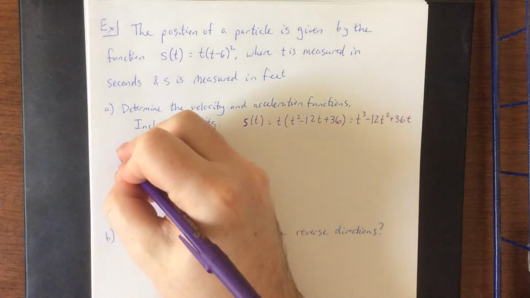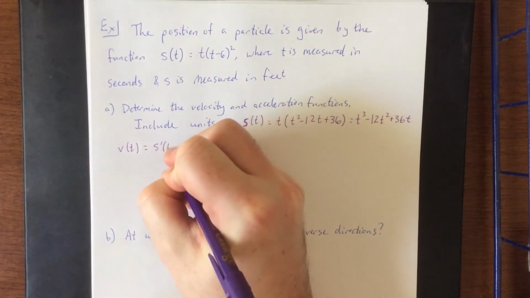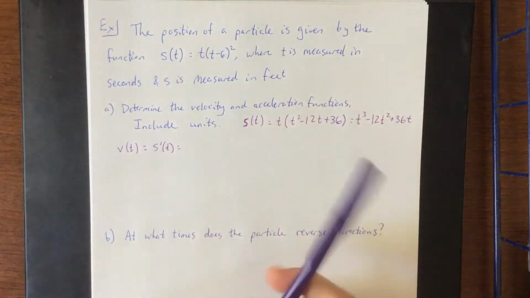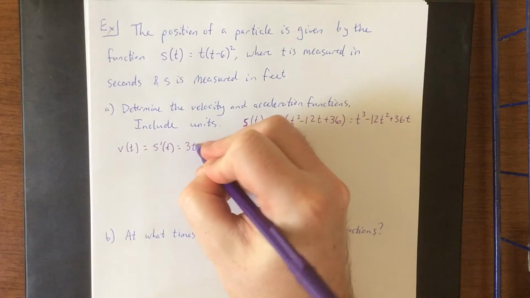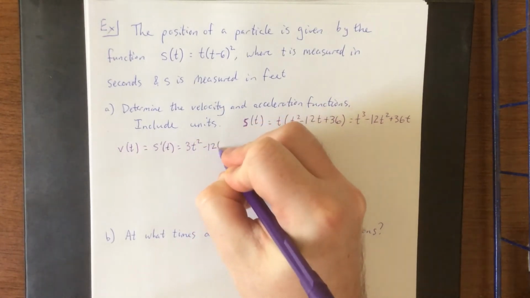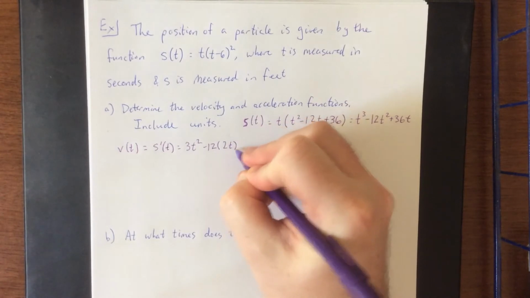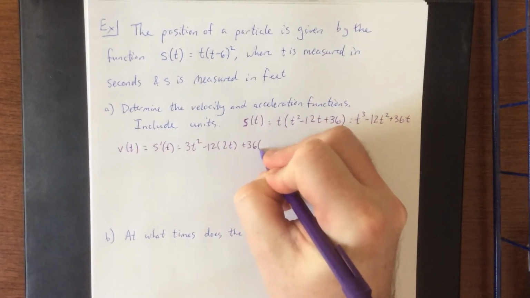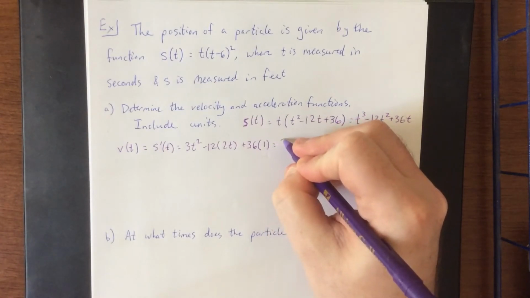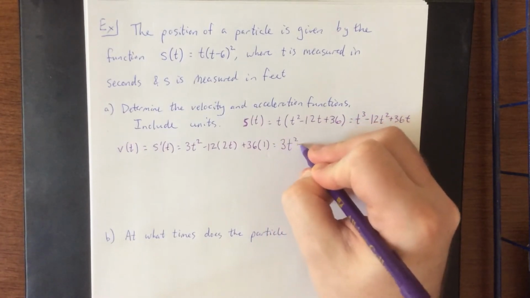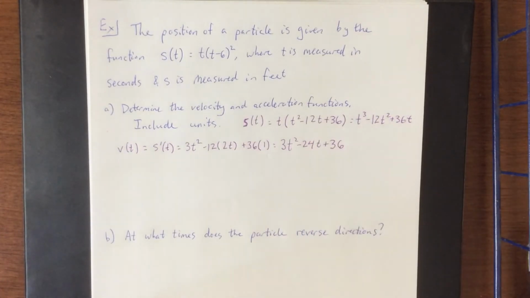So the velocity function is going to be given by the first derivative of the position function. So differentiating each of these terms, we will get 3t squared minus 12 times the quantity, derivative of t squared would be 2t, plus 36 times the derivative of t with respect to t, which would be 1. Putting this together, we will get 3t squared minus 24t plus 36.